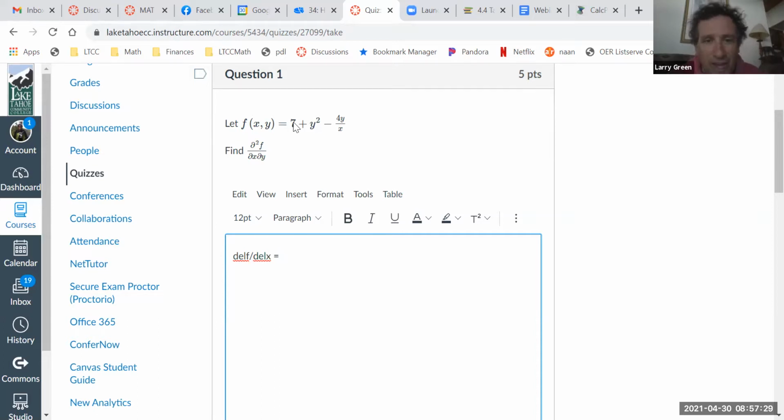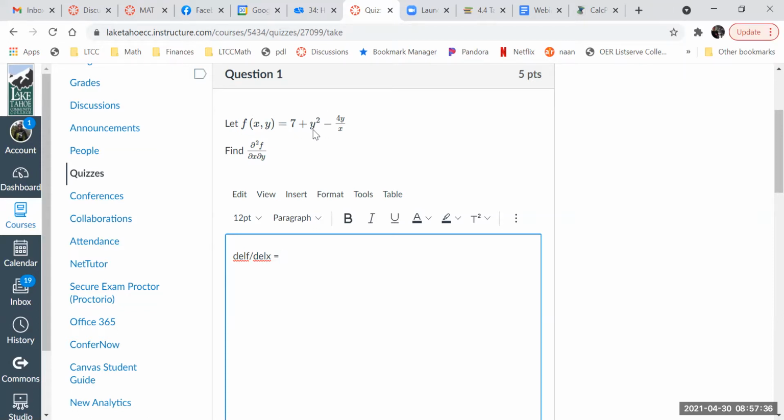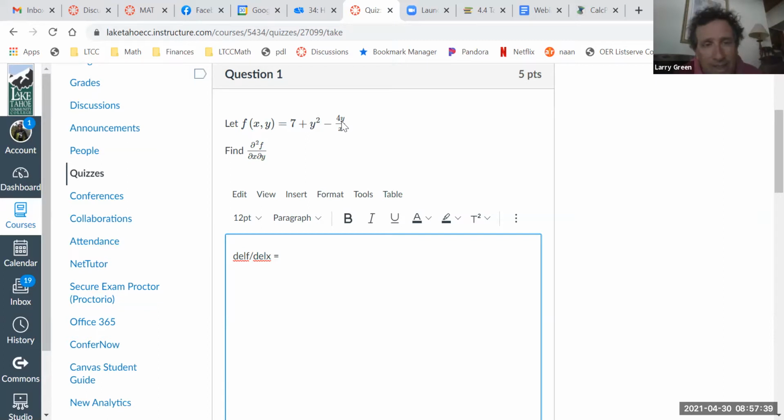Okay, so notice del f over del x is equal to, well, the derivative of 7 is 0. What's the derivative of y squared with respect to x? 0. Also 0. And then I like to rethink minus 4y over x as minus 4y x to the negative 1. It's a little easier to think of the derivative. Derivative of x to the negative 1 is negative x to the negative 2. And the 4y is a constant. So we get negative negative, which is positive, 4y x to the negative 2. Any questions on del f over del x? Okay, now we need to finish it off.